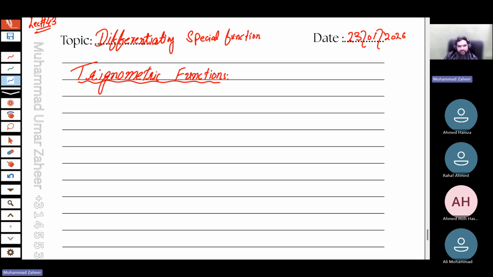What is a trigonometric function first? Anyone? Everyone, what is the first trigonometric function? We have three main trigonometric functions. Sine: y is equal to sine of x. Cosine: y is equal to cos of x. And y is equal to tan of x.